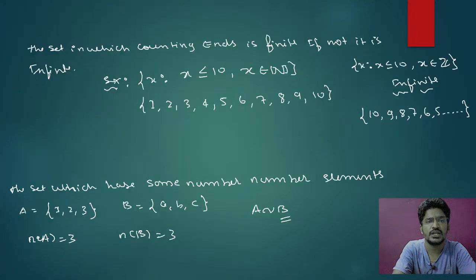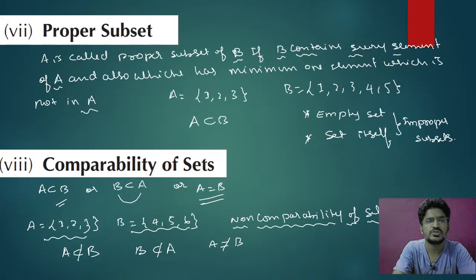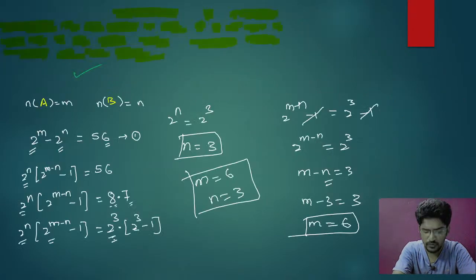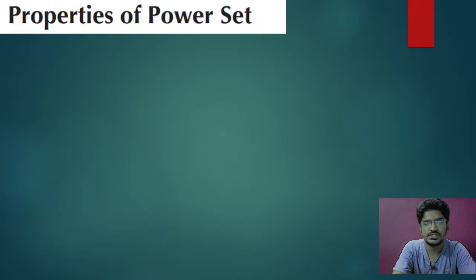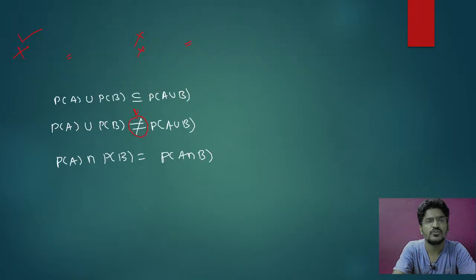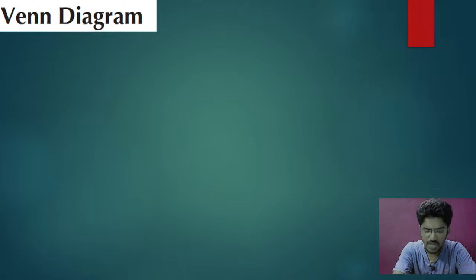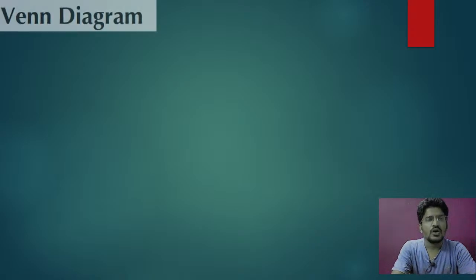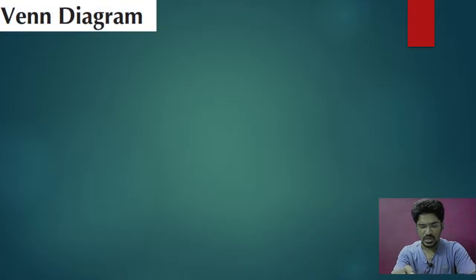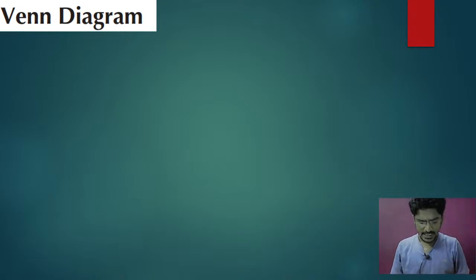All these things we have completed in the previous classes. We have completed the types of sets, and the properties of power set is also over. That means we have to start with Venn diagram, correct? Okay, we have to begin our class with Venn diagram, no problem. So let us start our concept with Venn diagram.